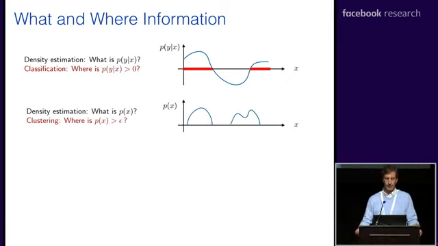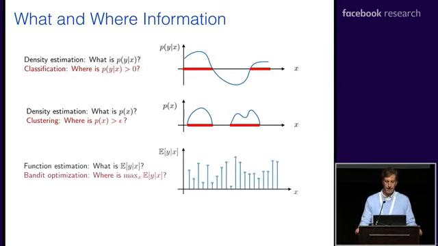Another what and where example is just in straight up density estimation. We could say we want to estimate the density of our data, x, or we could ask where is that density greater than some value epsilon. That's something you might want to do if you were doing clustering. And then finally, we could think of a function estimation case, like we want to estimate or learn what is the conditional expectation of y given x. That's a what question. A where question would be where is the maximum of that function. So for what value of x do we have a maximal reward? And this is basically the bandit setting. So it would be a certain location.